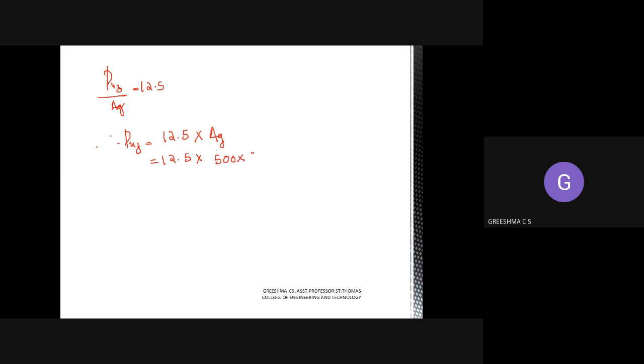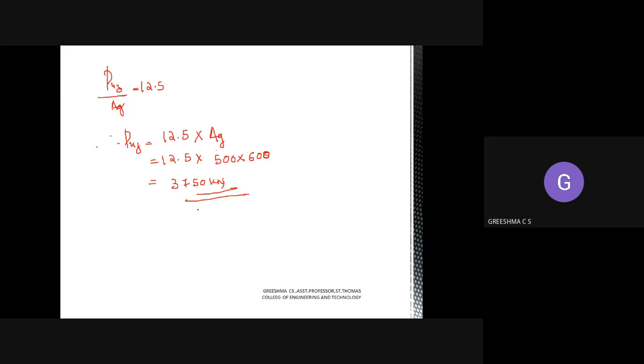So the gross section of that column, 12.5 into 500 into 600. How much will you get? So you will get around 3750 kilonewton. Are you getting this? You will get the value as 3750 kilonewton.